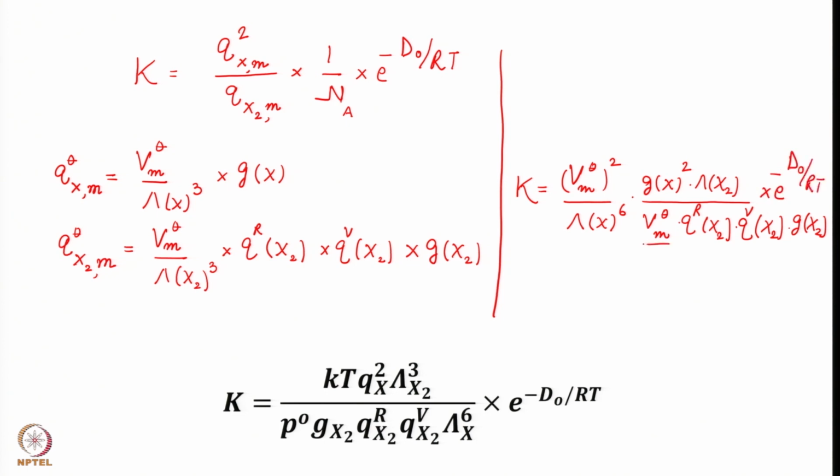Molar volumes are same. You need to use PV is equal to nRT, or I will say P naught standard state into Vm, V by N is equal to Vm is equal to RT. That means according to this, Vm naught is equal to RT by P naught rather.